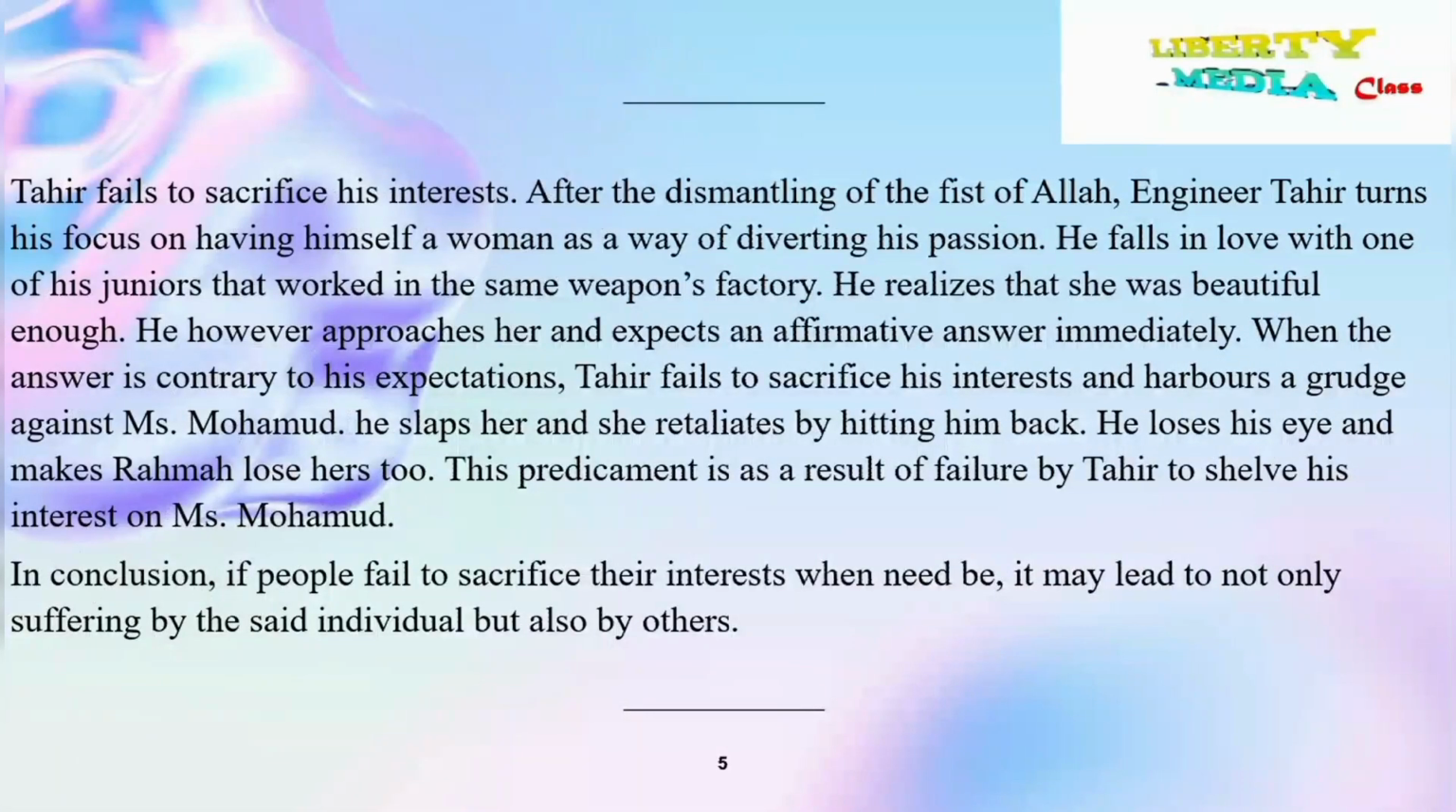Tahir fails to sacrifice his interests. After the dismantling of the Feast of Allah, Engineer Tahir turns his focus on having himself a woman as a way of diverting his passion. He falls in love with one of his juniors that worked in the same weapons factory. He realizes that she was beautiful enough. He, however, approaches her and expects an affirmative answer immediately. When the answer is contrary to his expectations, Tahir fails to sacrifice his interest and harbors a grudge against Mrs. Muhammad. He slaps her and she retaliates by hitting back. He loses his eye and makes Rahma lose hers too. This predicament is as a result of failure by Tahir to shelve his interest on Miss Mahmoud.